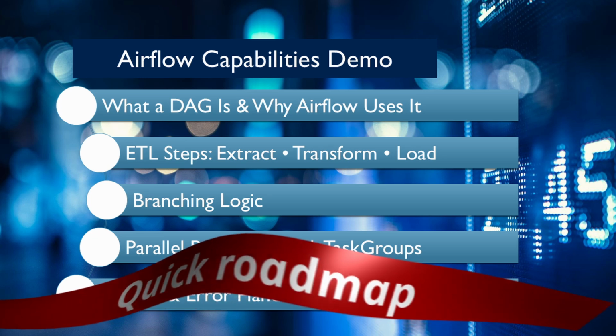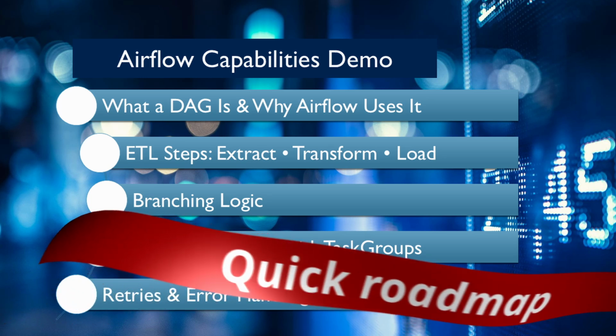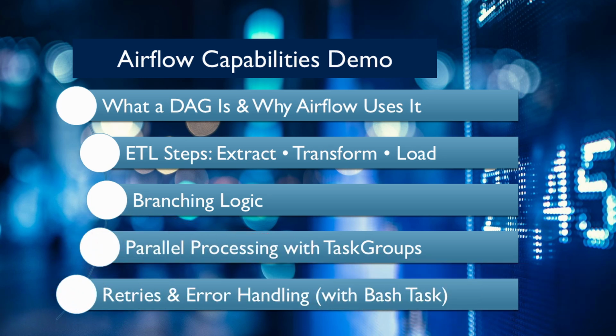Let's get started. Here is what we'll cover today. What is a DAG and why Airflow uses it. The three ETL steps: extract, transform, load. Branching logic that chooses different report paths. Parallel regional processing using task groups. A retry example to show error handling, and a small bash task.